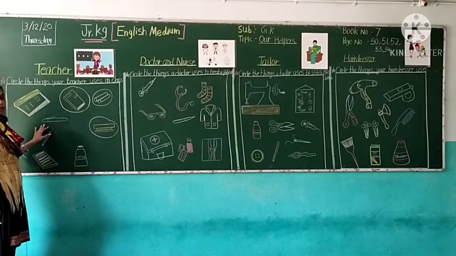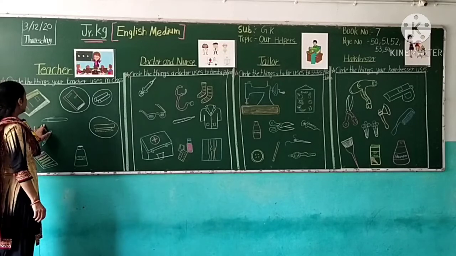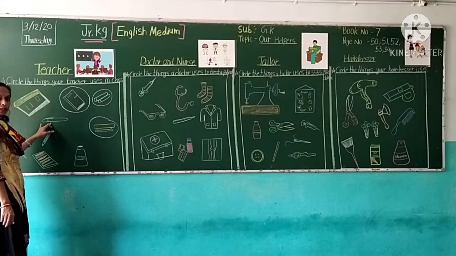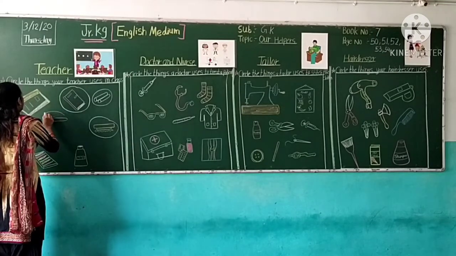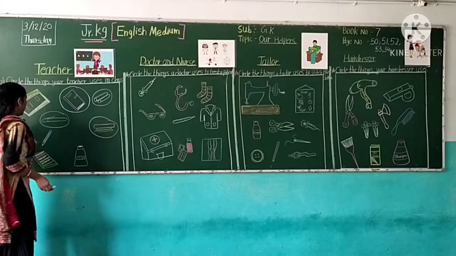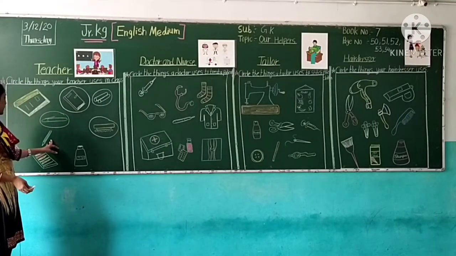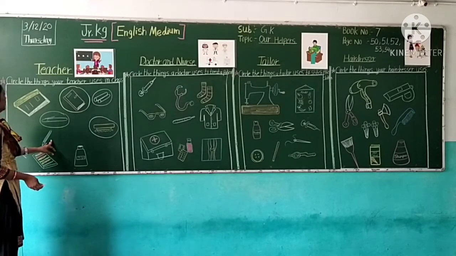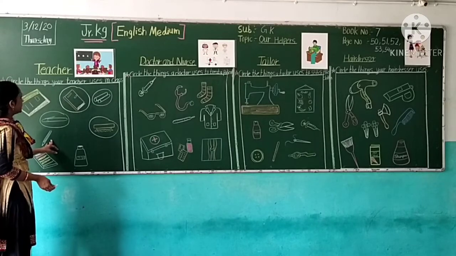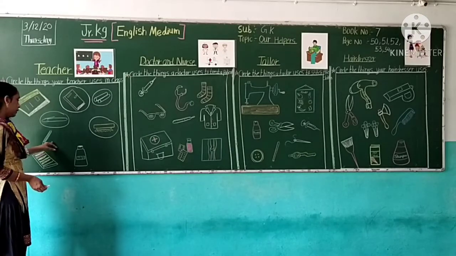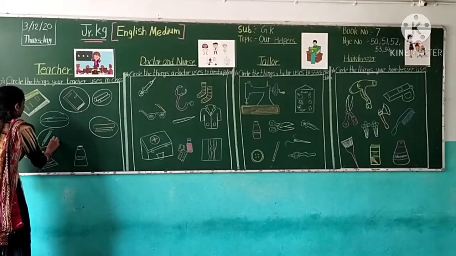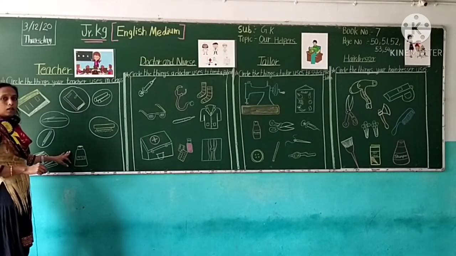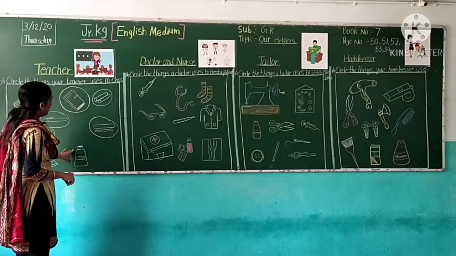Now next, which picture is this? Pen. These things the teacher uses in class. So, circle the pen. Okay. Now next, what is this? Pencil. So, circle the pencil your teacher uses in class. Okay. These things are used in our class. And what is this? Gum. Which picture is this? Gum.